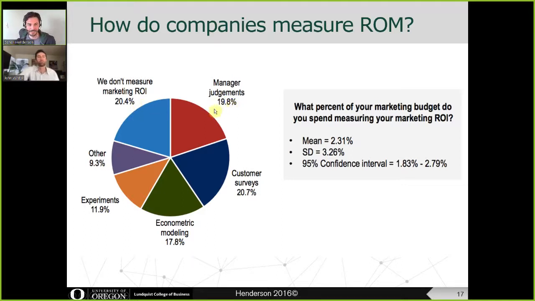Another 20% just use manager's judgment. So if you have a bad manager or they have some biases, or they're just not well calibrated to what actually is effective, then maybe you would be even better off not measuring it at all. The rest of companies use either customer surveys, econometric modeling, experiments, or whatever other is.